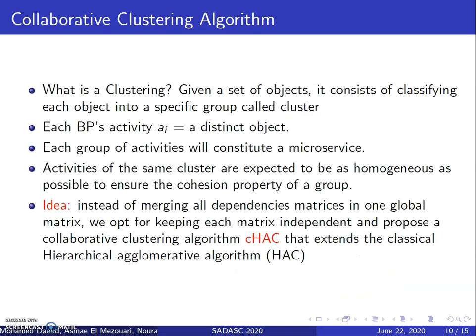All generating data could be merged and used by an existing clustering algorithm to group similar activities. We consider that this integration won't include any data, so data belongs to different models. Then we keep each matrix independent and then we propose a collaborative clustering algorithm, CAC, that extends an existing one, namely classical hierarchical agglomerative algorithm.